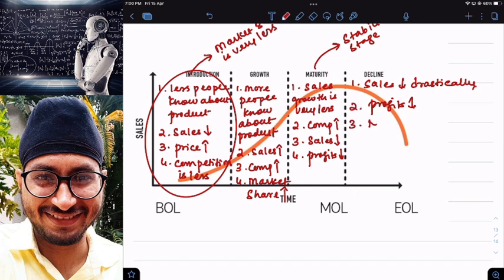No. Now my new product will replace the existing product. Clear? My new product will replace what, sir? The existing product. Clear? This is called introduction, growth, maturity, decline. Clear? In introduction, what is going to happen?